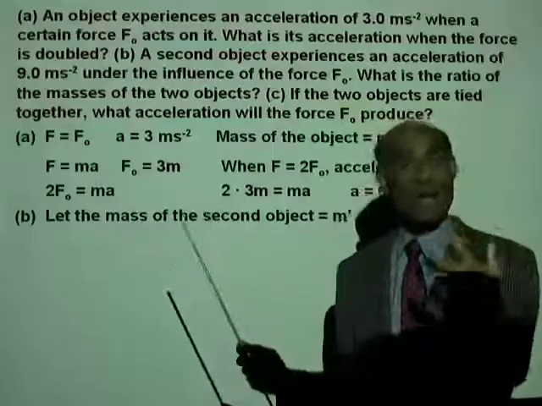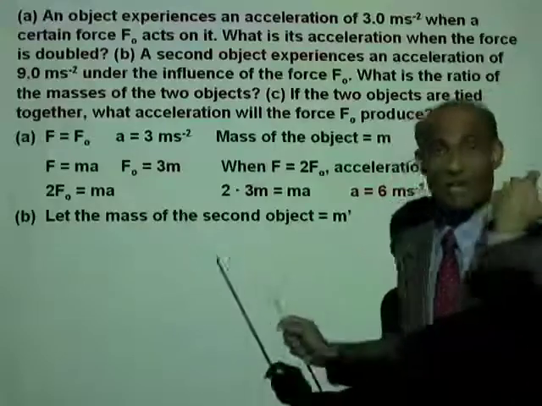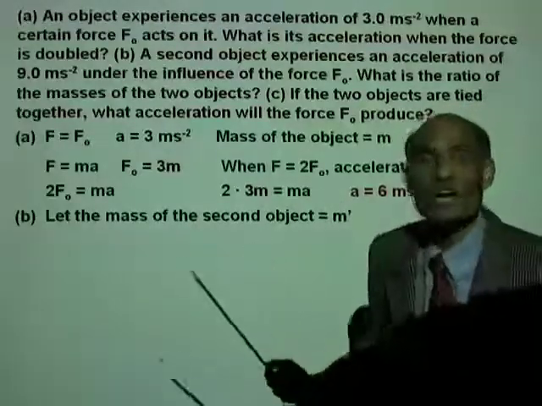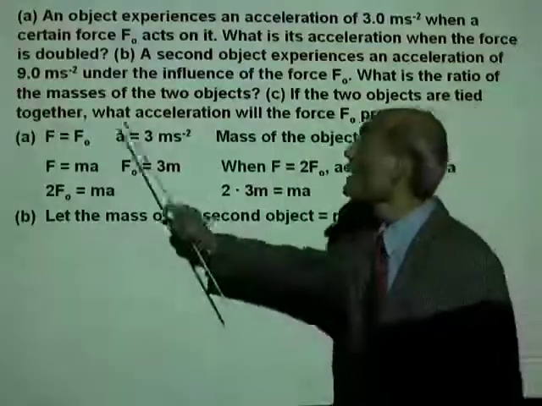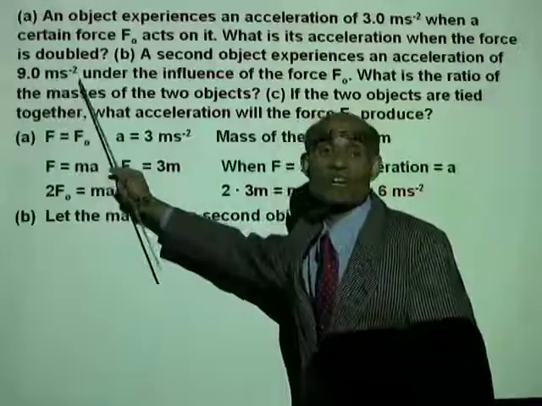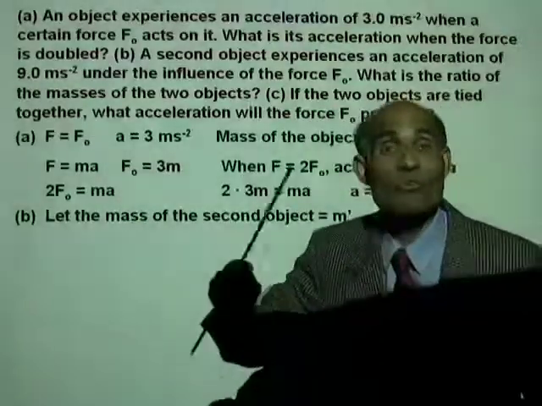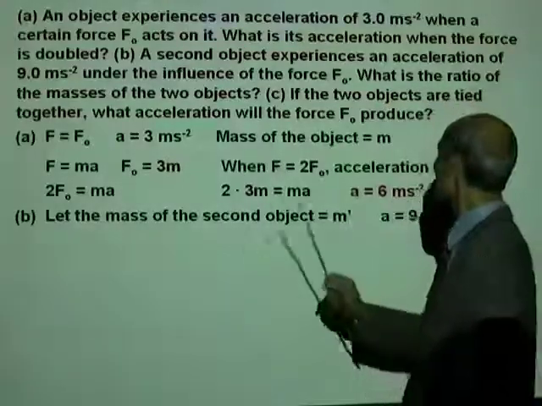Now look at the way I'm arguing out. This problem can be done simply by thinking. That means m prime is actually 1/3 of m. Only then will it have an acceleration 9 meters per second squared when the same force is applied on it. Alright, let's go into the proper way.